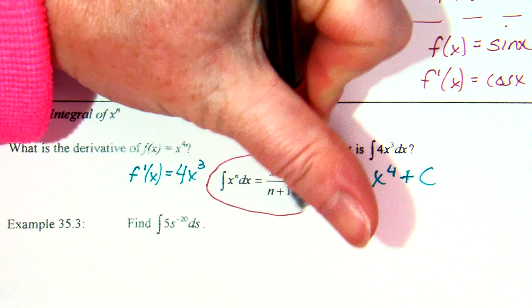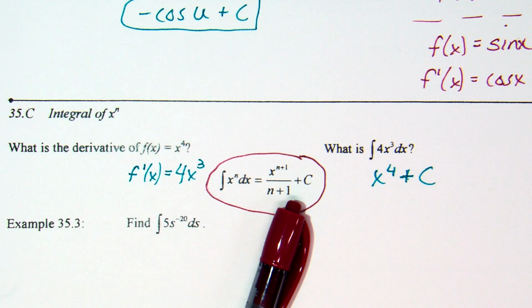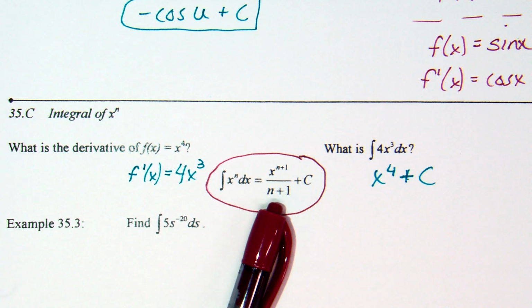So the integral of x raised to some power dx. So what it says to do: if you're doing the derivative of x to some power, my power decreases. So with an integral, my power is going to increase. So notice it says n plus 1. So you add 1 to your power. Now, it then says to divide by n plus 1. So what I always think is you add 1 to that power, and you divide by the new power. And then, of course, the plus c.